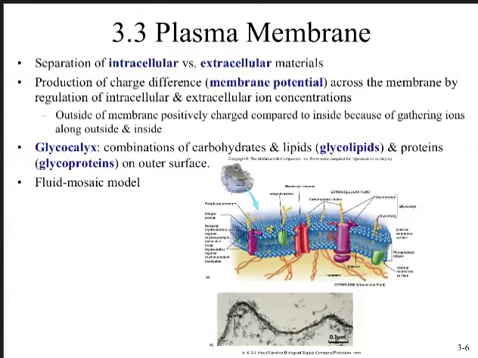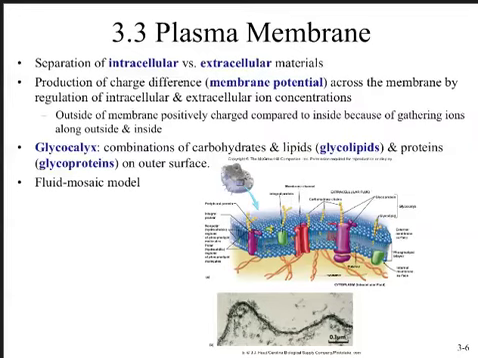The plasma membrane is the outer boundary of the cell. It separates the intracellular and the extracellular environment, and it's made up of a phospholipid bilayer. Remember, in the last chapter we talked about phospholipids as being amphipathic molecules, meaning that there's one part of the molecule that's polar and likes to associate very readily with water, and the other portion of the molecule is hydrophobic and likes to associate with other hydrophobic molecules.